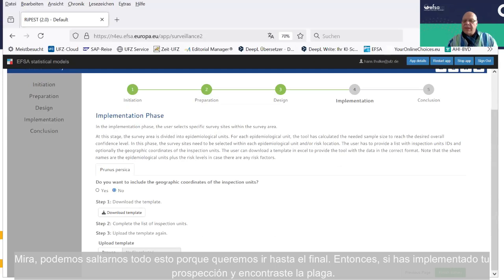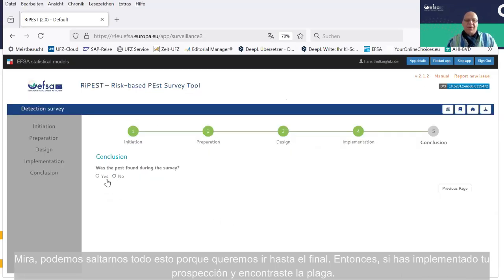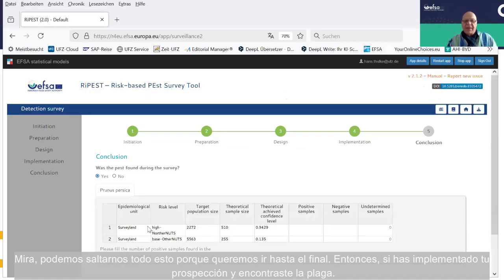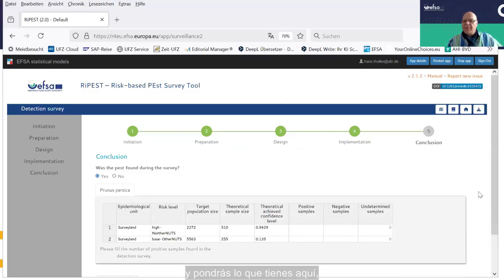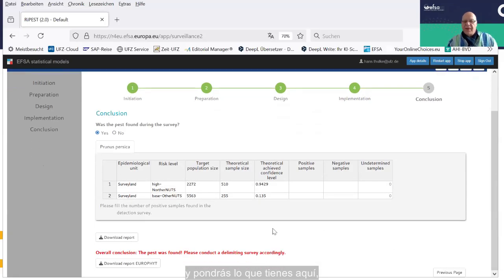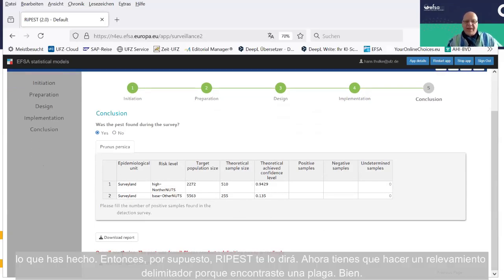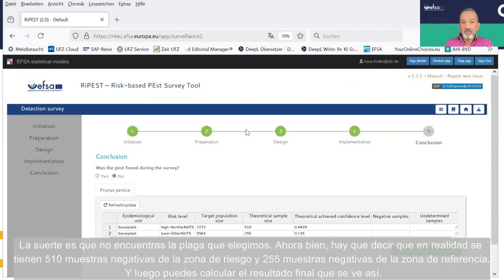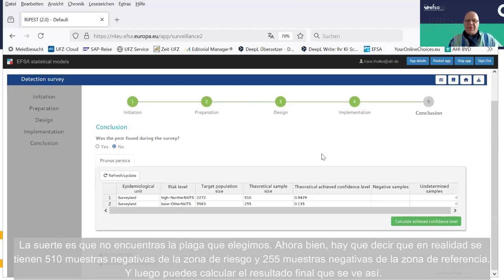Look, we can skip all this because we want to go to the end. So if you have implemented your survey and you found the pest, and you put in what you have done here, then of course RIPEST will tell you that now you have to do a delimiting survey because you found a pest. The lucky situation is you do not find a pest, which we choose now.